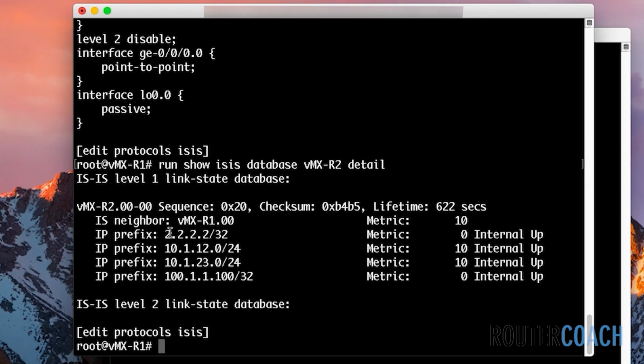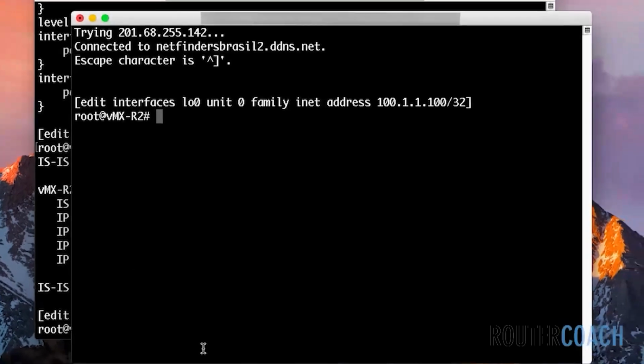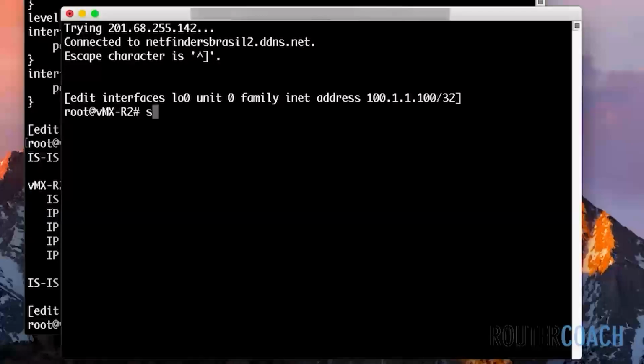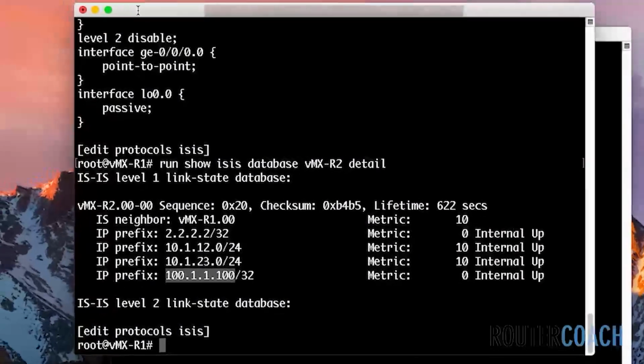So on R2, it's got its loopback. There's a connection to us. We can see that there's a connection to R3. And it's also saying that it has another interface, 100.1.100/32. Yeah, so that must be a directly connected loopback on R2. Let's verify that. If I go into R2, oh, it's right here. So it is a directly connected interface, which is excellent. And that is our LSPs there.